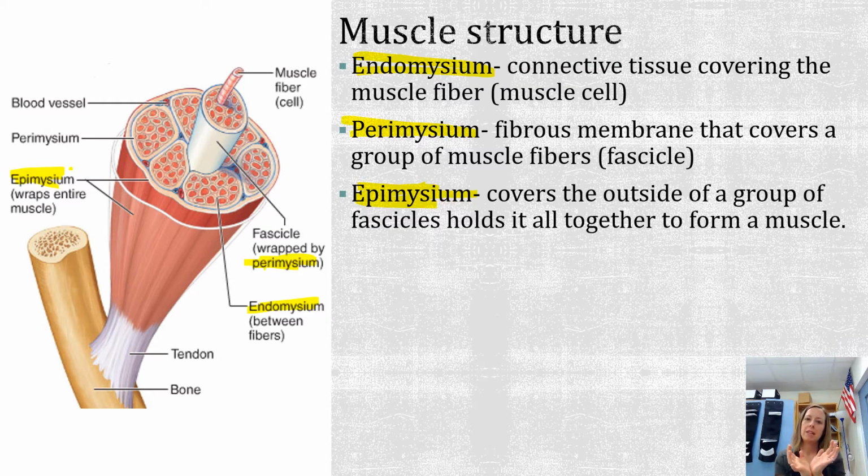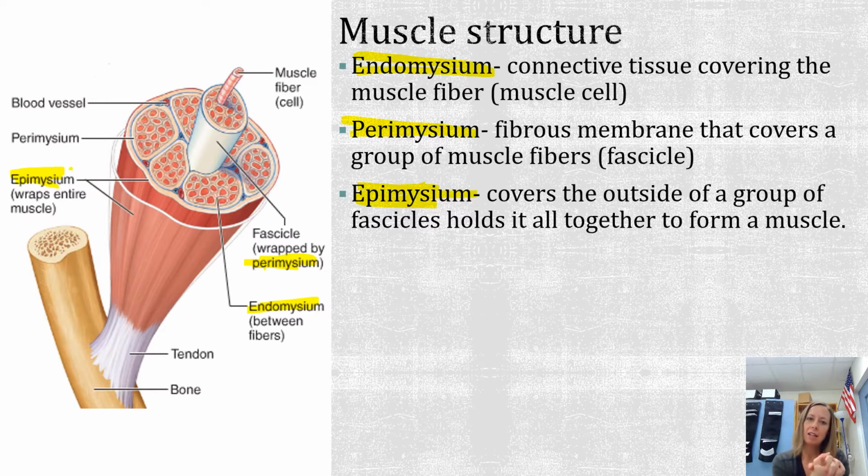Epimysium is going to be connective tissue that wraps your whole muscle. So when we look at our muscles in the pig and separate them out, you're separating it out to the epimysium level, where you're going to be around each muscle. When you feel the whole body of the muscle, the epimysium is what's keeping it all together so it doesn't shred.